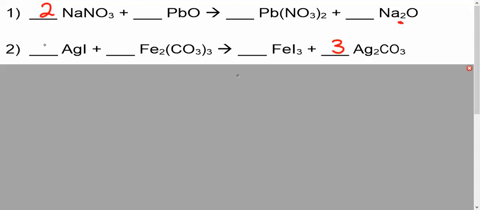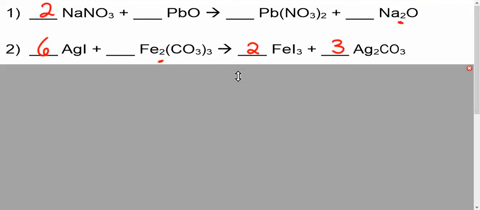the left. That also gives me 6 iodines, but I only have 3 iodines over here. So if I put a 2 here, that gives me 6 iodines. It also gives me 2 irons, which is okay because I have this subscript of 2 here. I have 2 irons on that side. So now everything's balanced. Moving to the next problem.